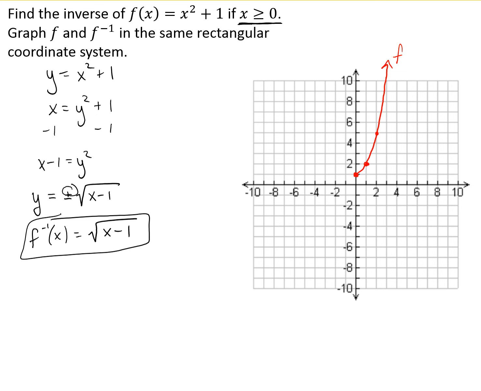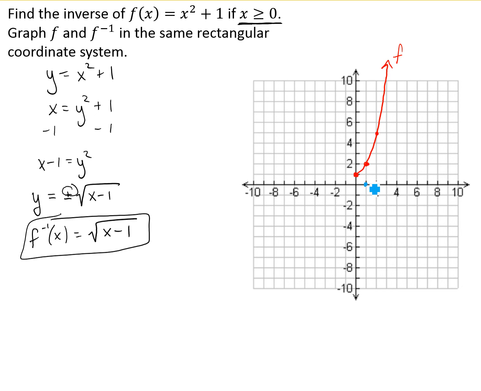Now to get a graph of f inverse, even without knowing the equation, I can generate a graph simply by taking these ordered pairs that we plotted for f and interchanging their coordinates. But because we have the equation, let's go ahead and use it. So this is a square root function that's shifted to the right one. So the endpoint of our square root function is at 1, 0.